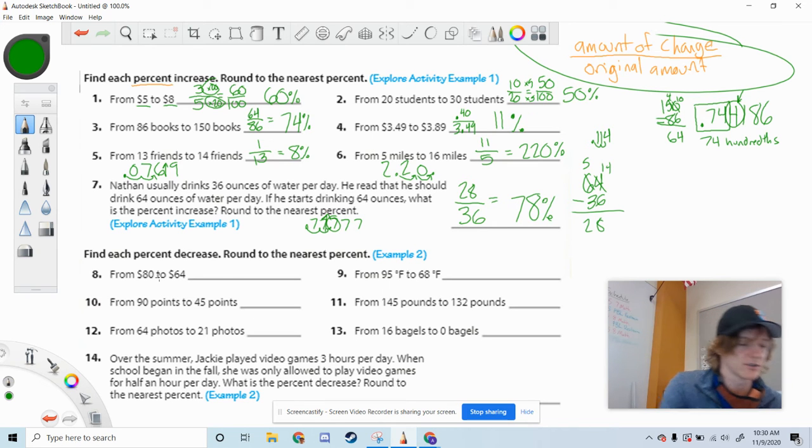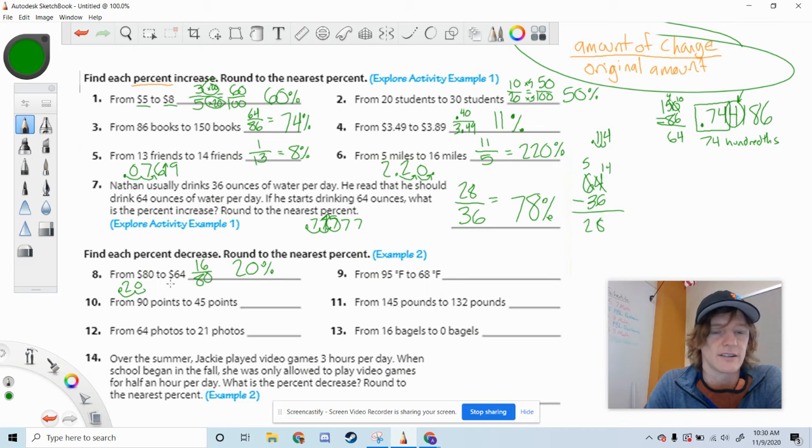So the amount of change, 80 minus 64, we're going down by 16. So our change is 16 out of 80. 16 divided by 80 gives us 0.2. Move our decimal over 2 times. We've got 20%. So on these, it's the exact same thing.